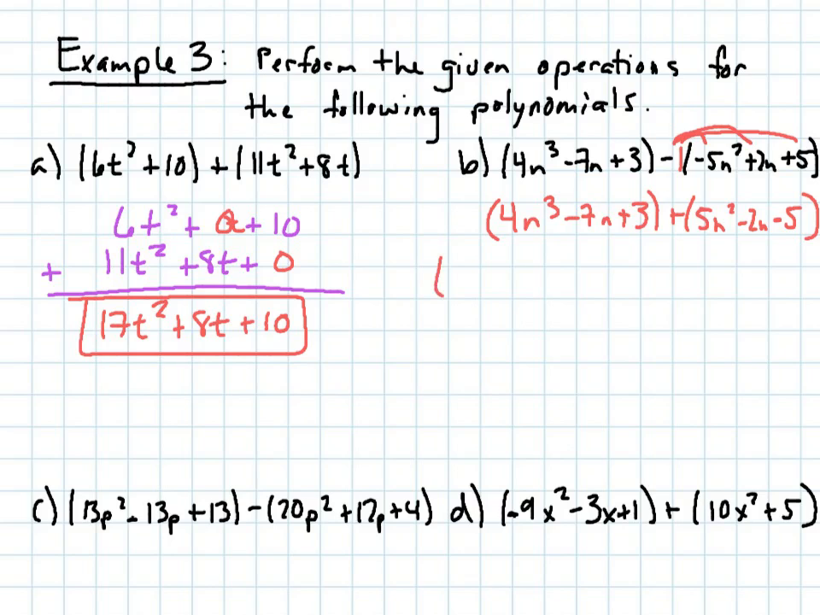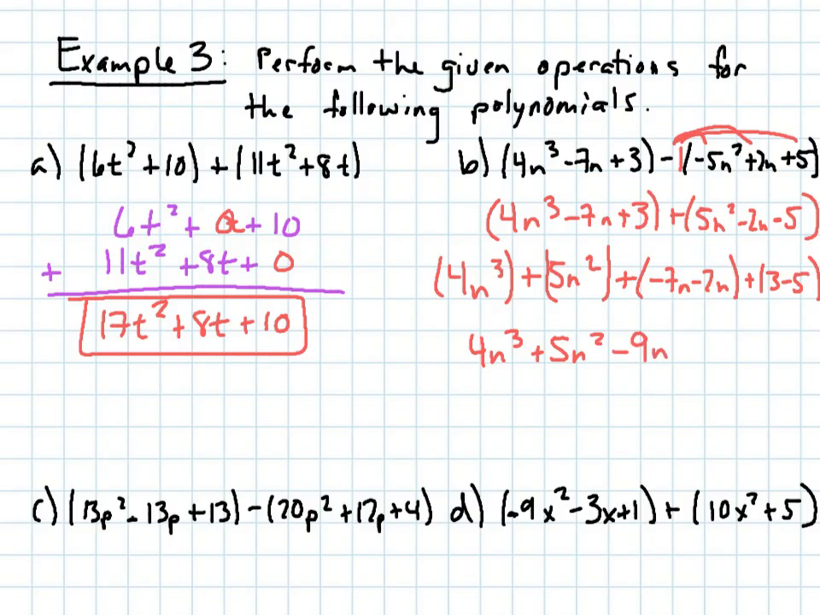And then I want to group. So 4n cubed. Notice that there's nothing else that has 4n cubed in it, so it's just by itself. Same thing, 5n squared has nothing, so it's by itself. And then negative 7n and negative 2n go together. And then 3 minus 5 go together. Okay, so then I just have 4n cubed plus 5n squared. And then negative 7n minus 2n is negative 9n. And 3 minus 5 is negative 2. Okay, so then that would be my answer.